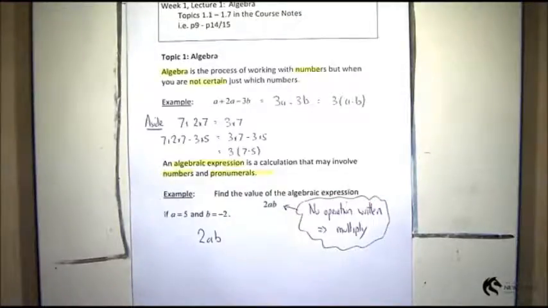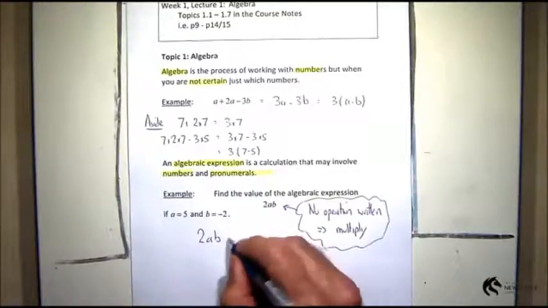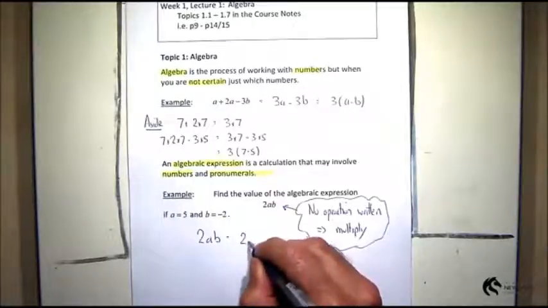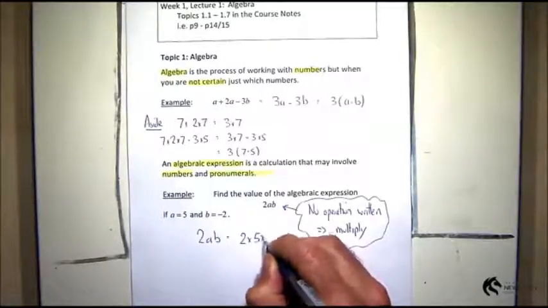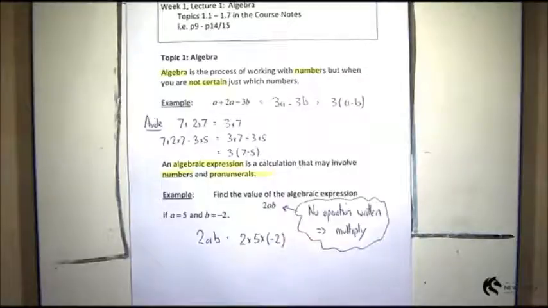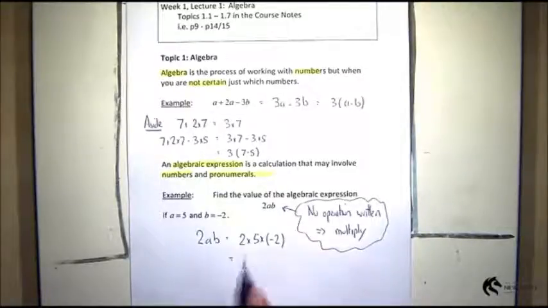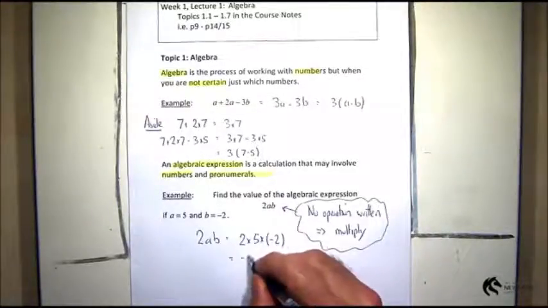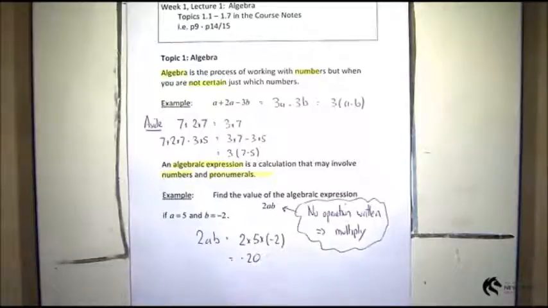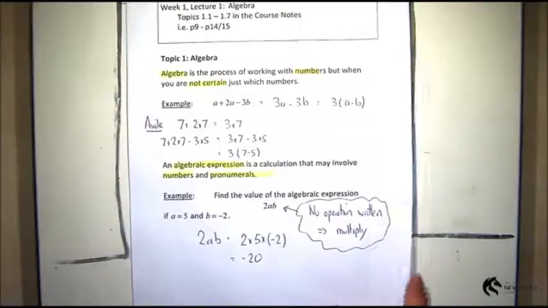So in here, 2ab, when a is equal to 5 and b is equal to minus 2, is just 2 times 5 times minus 2. So there you go. Then what have I got there? 10 times that will be minus 20. So that's all you have to do. Everywhere you see a, substitute 5. Everywhere you see b, substitute minus 2. So substituting into formulas, into algebraic expressions, isn't too difficult, I hope.